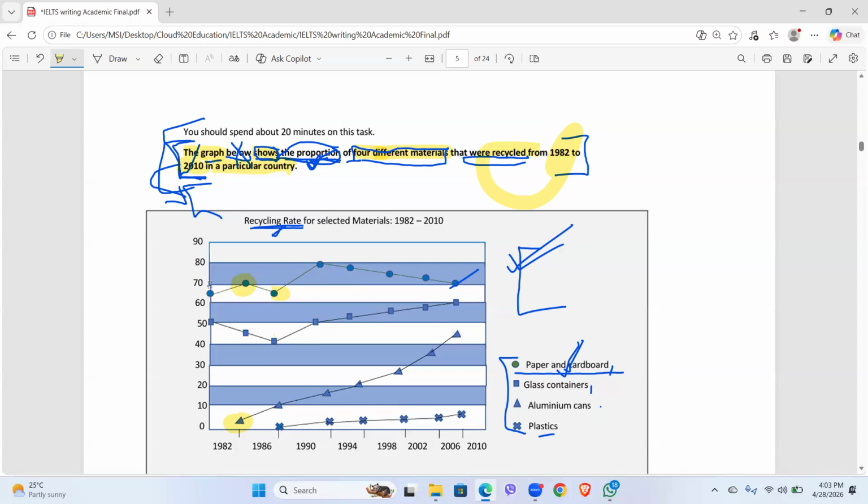And while describing अर्को कुरा ख्याल गर्नुपर्ने चाहिँ, like in 82 the paper and cardboard was around 65%, and in 1986 it was 70%, and then in 1990 it was again 65, and in 1994 again it was 80, again in 1998 it was around 82, 2002 it was 80, year wise भन्दै गर्ने हो? What do you think? Exactly त्यसरी पनि गर्ने होइन है.